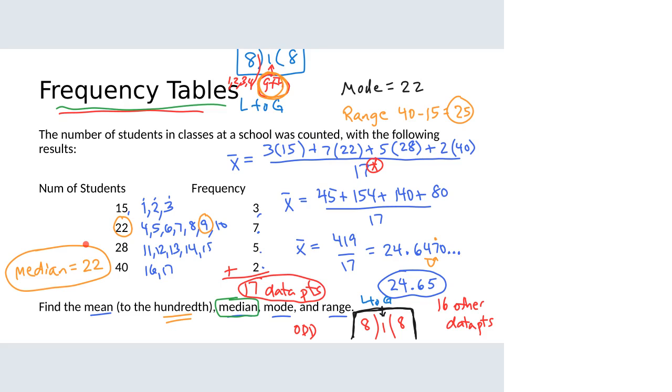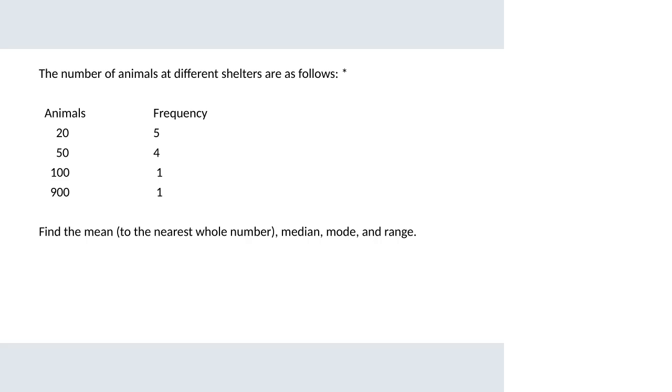Okay, let's go. The number of animals at different animal shelters are as follows. We have 20 animals at 5 shelters, 50 animals at 4 shelters, 100 animals at 1 shelter, and 900 animals at 1 shelter. Find the mean, median, mode, and range for this data set. Like I did before, I'm just going to put the mean and median in the poll, and we'll talk about the mode and the range. So I'll make a poll for this, find the mean and median, and we don't have to be in a hurry. I can give you some time to work on this one.